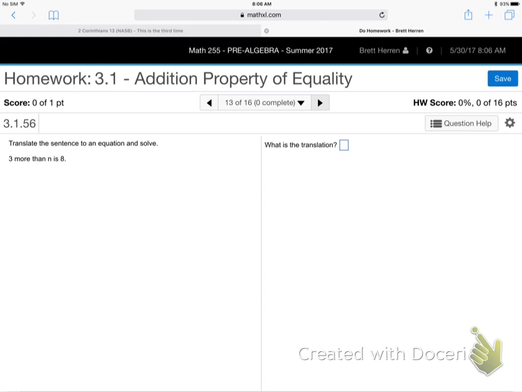Try that. They want you to write an equation first, and then they want you to solve it. So here, I'll write it out as well. 3 more than n is 8. So try to write an equation there.